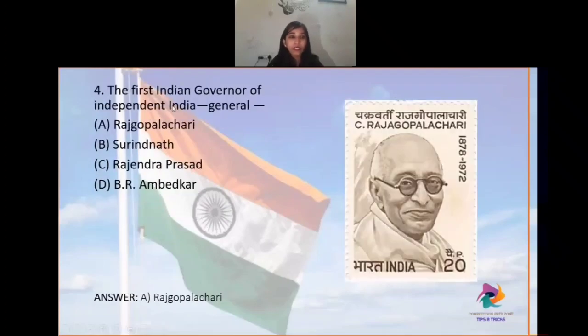Coming to the next question: the first Indian governor general of independent India. First option Rajgopal Achari, B option Surendranath, third Rajendra Prasad, fourth B.R. Ambedkar. You can remember his picture also, because in exams they can ask you with a picture. So remember, it is Rajgopal Achari.